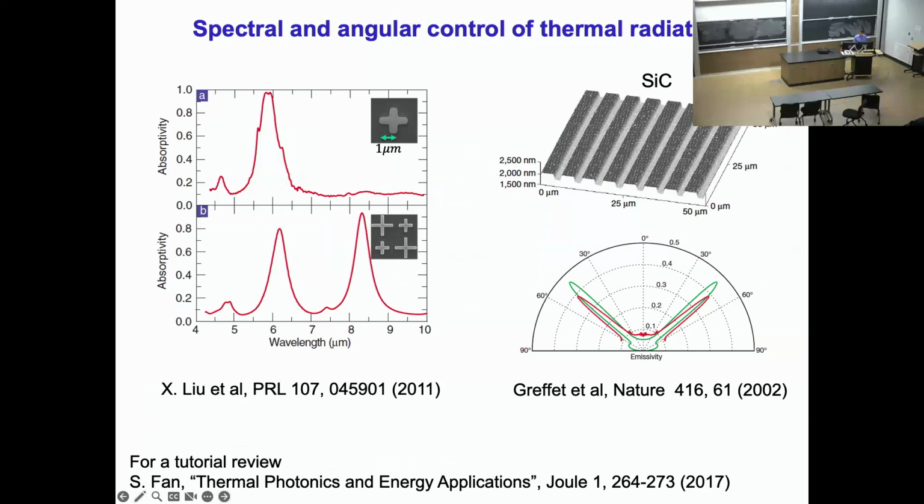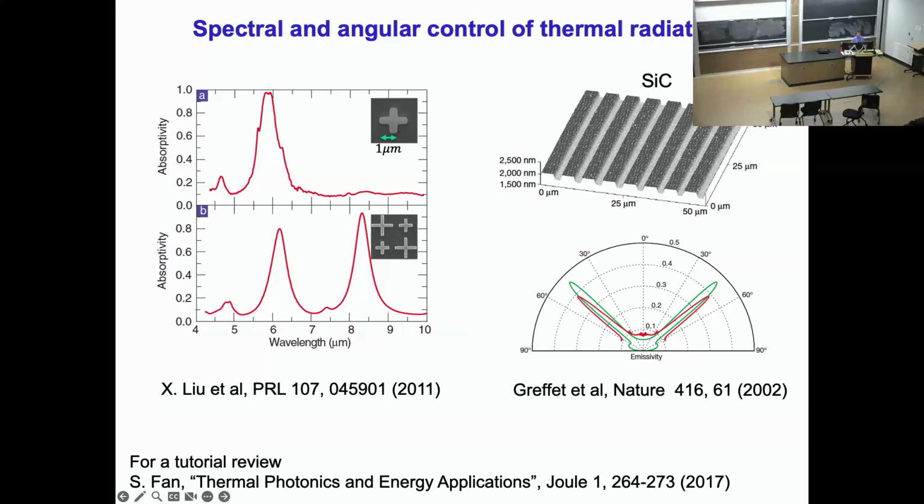If you make a structure like this and look at its absorptivity or emissivity, they are not broadband anymore, but rather are sharply peaked. So you can control the spectral property of the thermal radiation. On the right is the work by Jack Griffith's group. What he did is he took silicon carbide and put a grating on top of it. When you do that, the thermal radiation becomes highly angular.